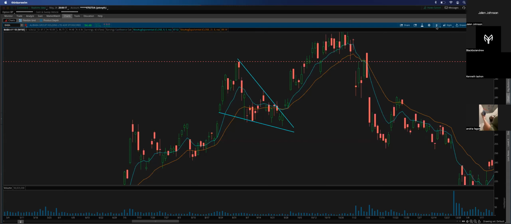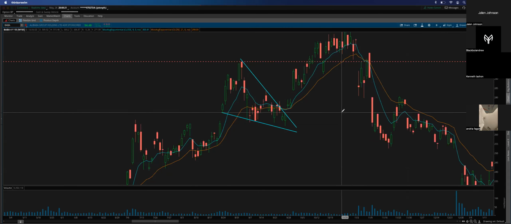But yes, how I would have had it was, I would have made that level right there where we closed. As you can see, that was a support level. So you see, that's where it closed at.